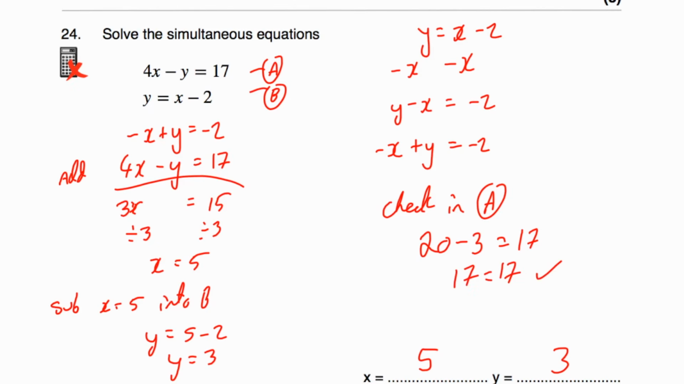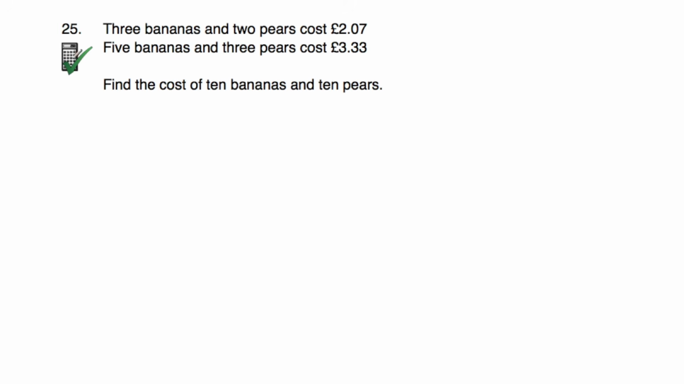Perfect. Question number 25. Okay, let's have a look at question number 25. So question number 25 says 3 bananas and 2 pears cost £2 and 7 pence, and 5 bananas and 3 pears cost £3.33. Find the cost of 10 bananas and 10 pears. So first of all, let's write down two equations.